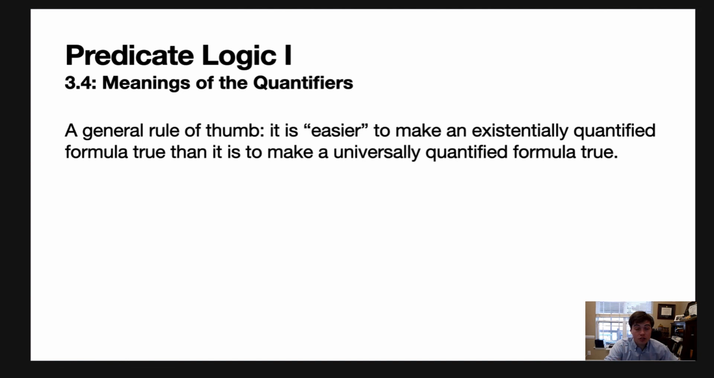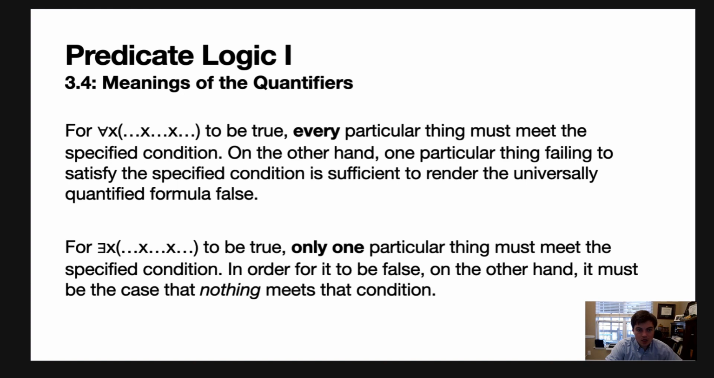So as a general rule of thumb, just summing up here, it's much easier to make an existentially quantified formula true than it is to make a universally quantified formula true. In order for a universally quantified formula to be true, every particular thing must meet the condition or conditions specified inside the brackets that the quantifier is operating on. If one particular thing, even one, fails to satisfy the conditions, then the universally quantified formula is false. On the other hand, in order for the existentially quantified formula to be true, all you need is just one particular thing that meets the specified condition. The only way for it to be false is if every single thing you swap in fails to meet that condition, or if nothing meets it.